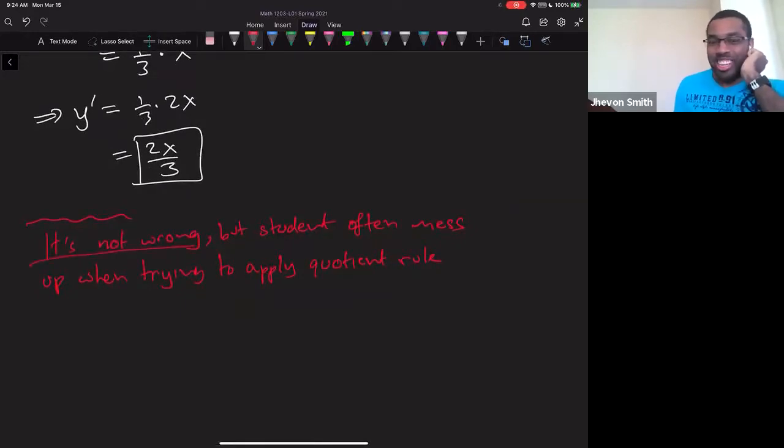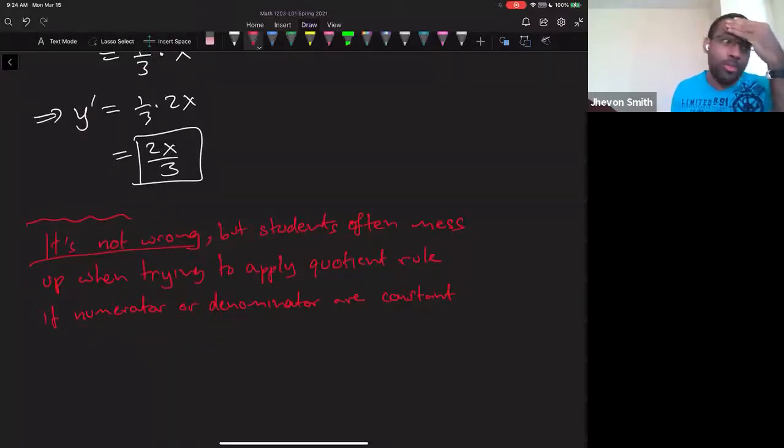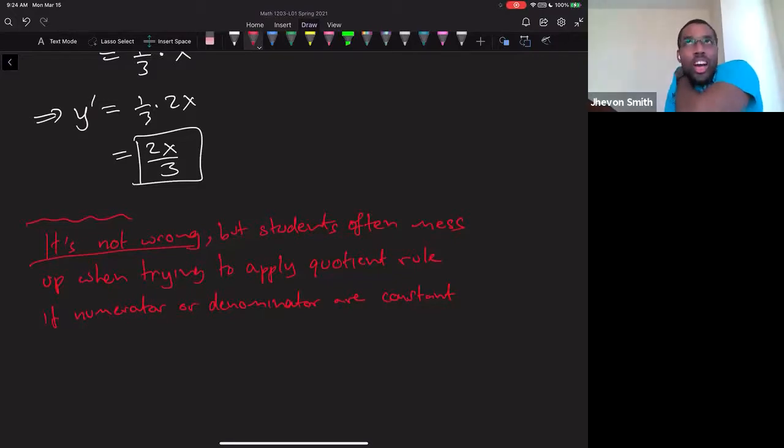I started out by saying that, but students often mess up when trying to apply the quotient rule if the numerator and denominator are constants. And this is just something I've noticed statistically speaking. If most students mindlessly go into the quotient rule in situations like this, a lot of them get it wrong. I don't know why. Well, I can see why, but I know it happens because I've seen it happen a lot. I've been teaching for over 10 years, and I teach calculus every single semester, so I've taught a lot of calculus and seen a lot of things.